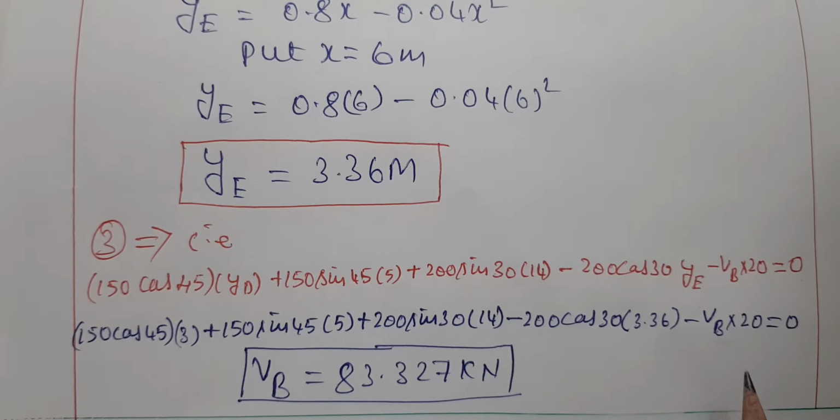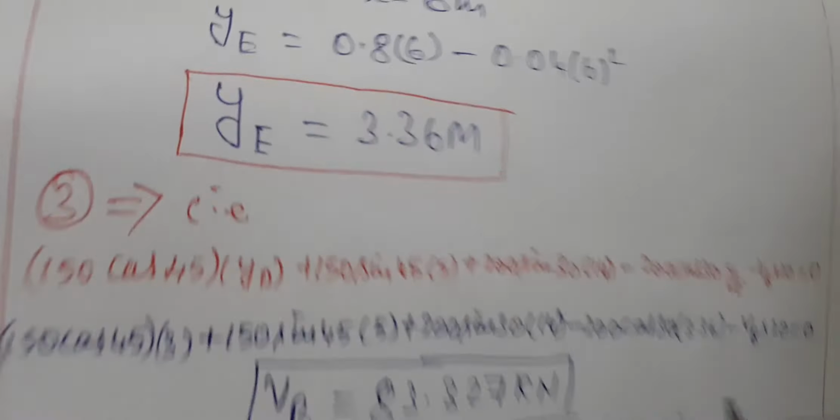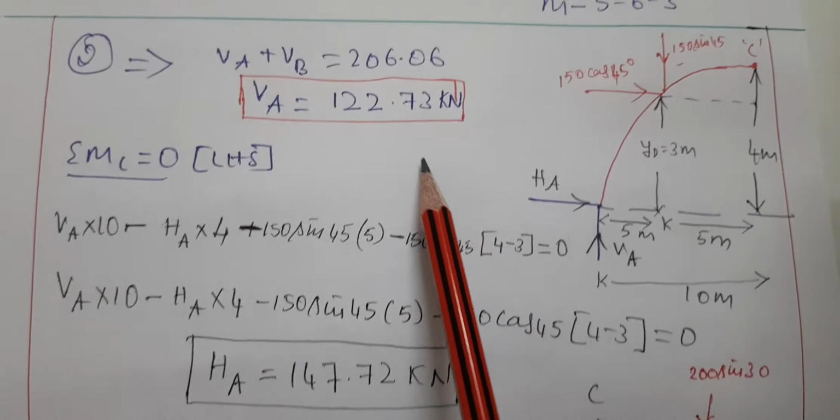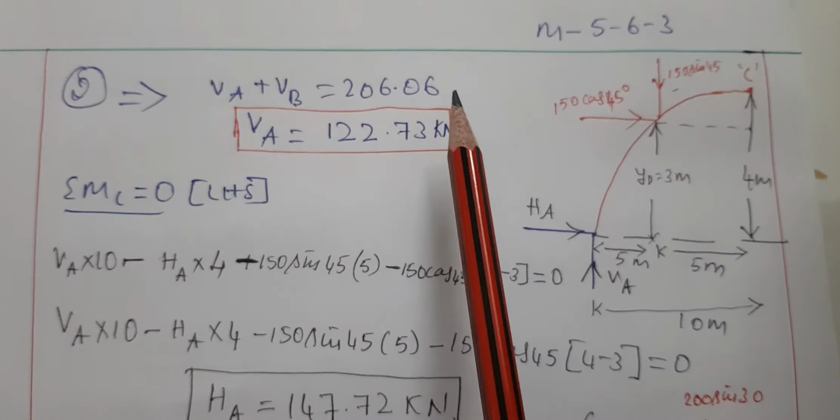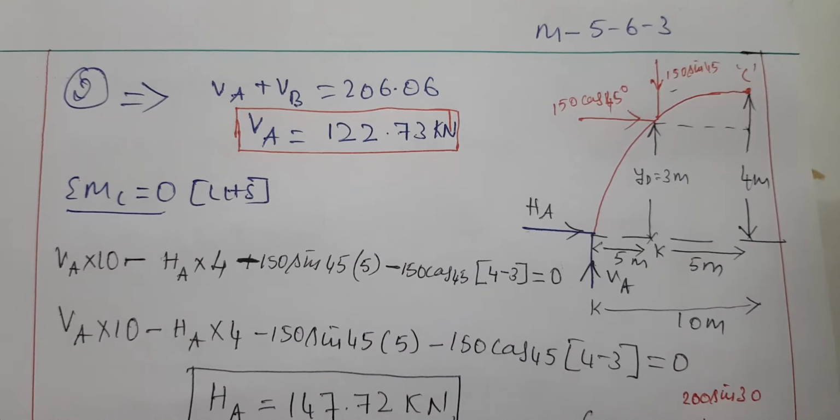Substitute this VB value, because we know the summation of Fy will be equal to 0. Substitute that in equation 2, which I considered, and then you will come to know the remaining value. If you know the VB value, substitute that one, you get the VA value, that is 122.73 kilonewton.